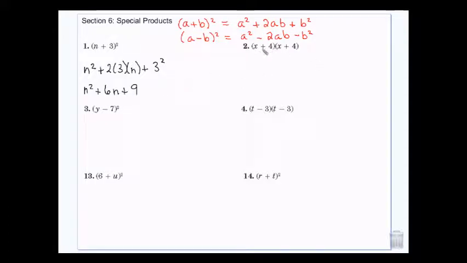Here is x plus 4 times x plus 4, which is the same thing as x plus 4 squared. So if they match, it's the squared. So I can take the first one and square it. I can do 2 times the first times the second, and then I can do the second one squared. So that gives me x squared plus 8x plus 16.